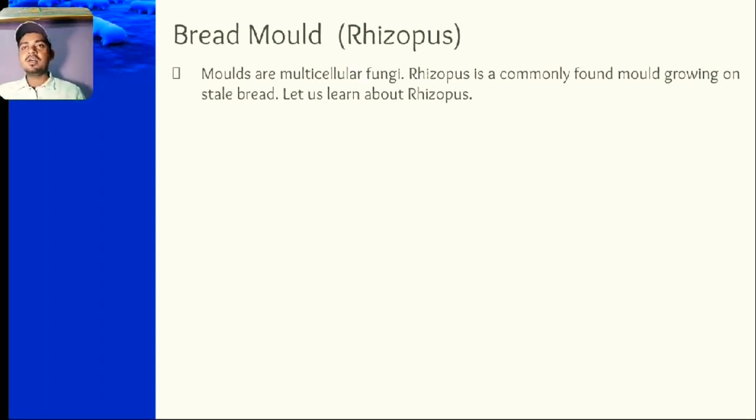Rhizopus is commonly found. Rhizopus is another name for bread molds. It is a commonly found mold growing on slate bread, the thin slices of bread which we use for making sandwiches and which generally come to our homes. Let us learn about Rhizopus.